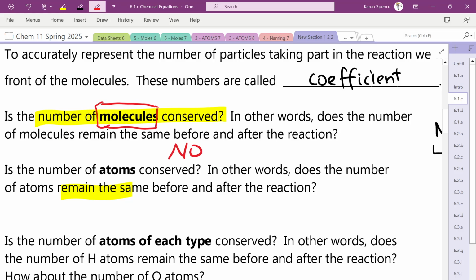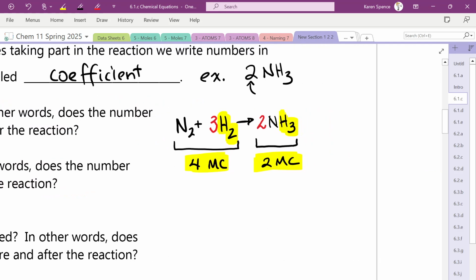But that's for molecules. How about the number of atoms? Well, let's look over here. How many N's do we have in the reactants? We have 2 N's. How many H's do we have in the reactants? 6. How many N's do we have in the products? 2 N's. And 2 times 3, how many H's in the products? We have 6 H's in the products.